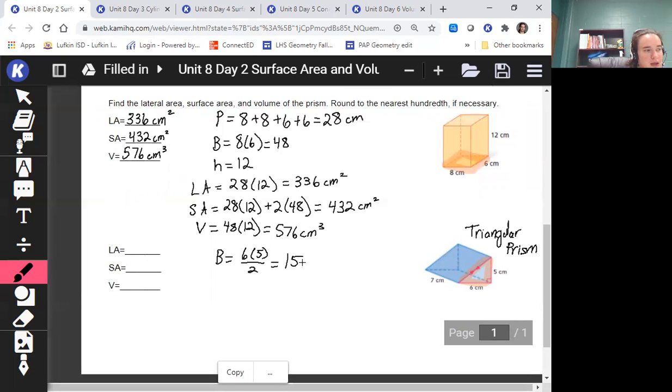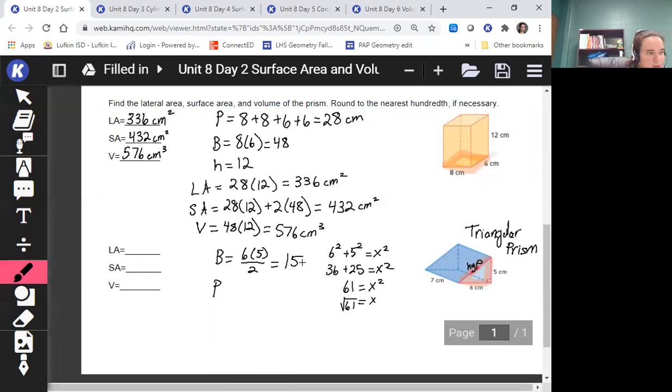We do need to find the other side of our base, which means we're going to need to use the Pythagorean theorem. We are looking for our hypotenuse. So it's going to be 6 squared plus 5 squared equals x squared. 6 squared is 36 plus 5 squared, which is 25, equaling x squared. We add these together and get 61 equaling x squared. That means that x is the square root of 61. I'm going to leave that there until I put it in for something.